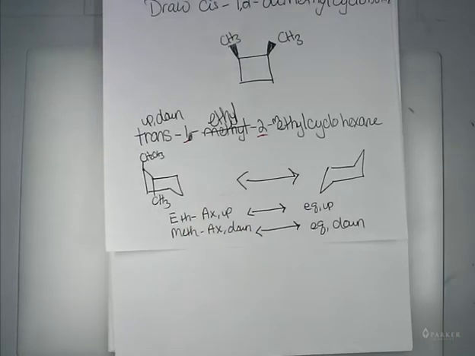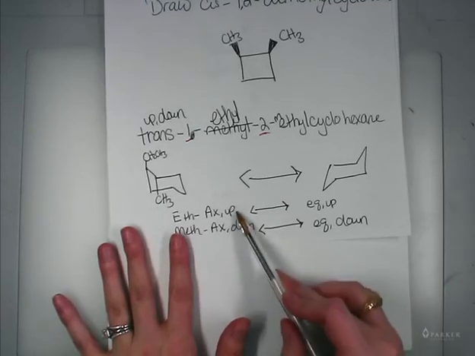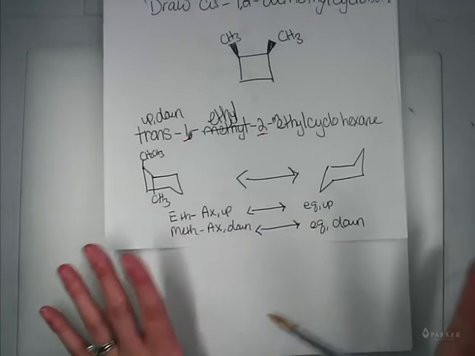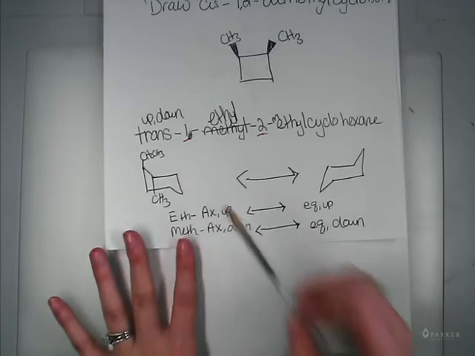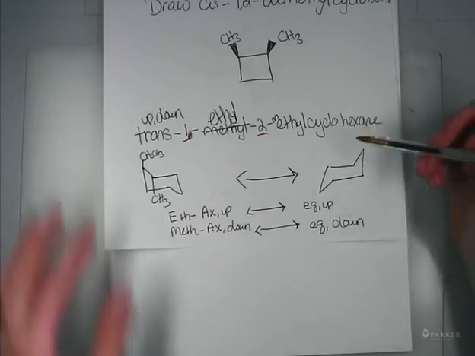So let's review this. Cis and trans just tells us if they're going to be pointing in the same direction or opposite directions. It has nothing to do with axial equatorial. When we ring flip it, we keep the way they're pointing, either up or down, the same. You don't change that. What you change only is axial and equatorial.